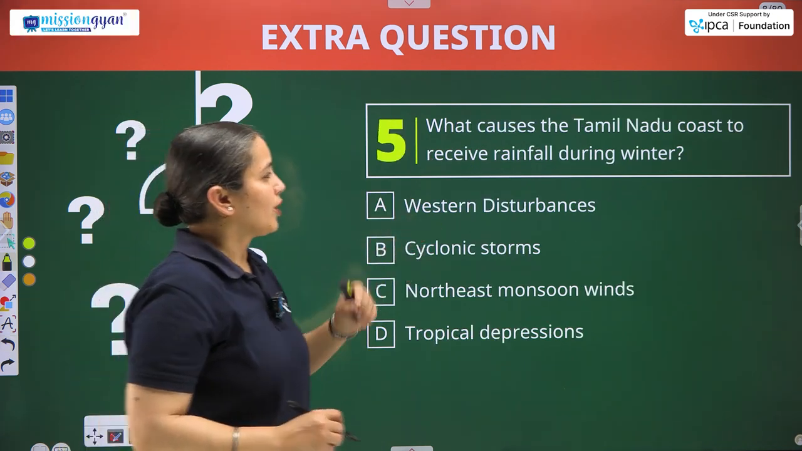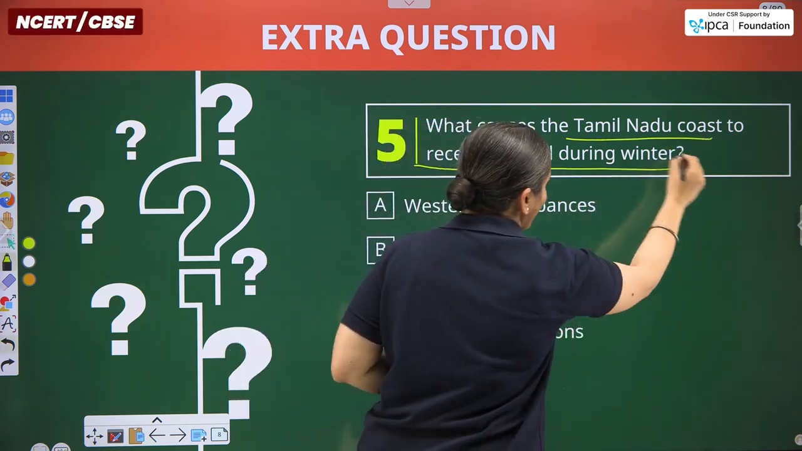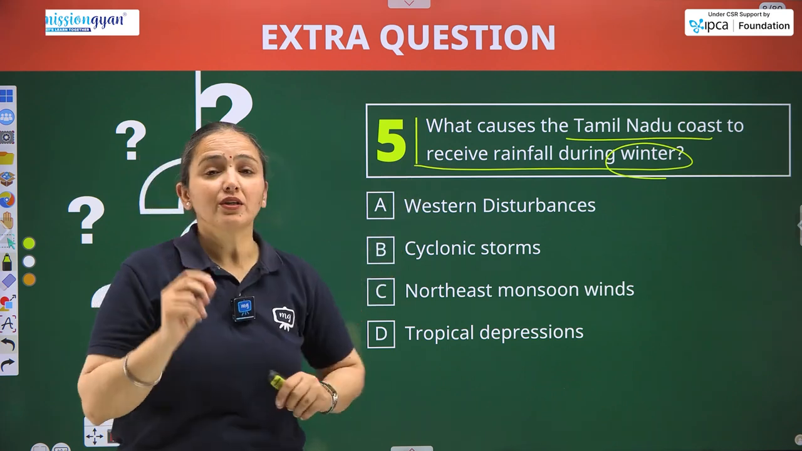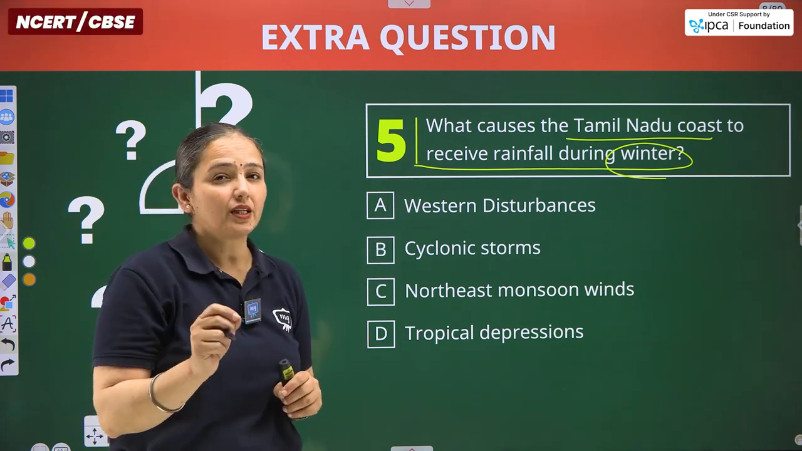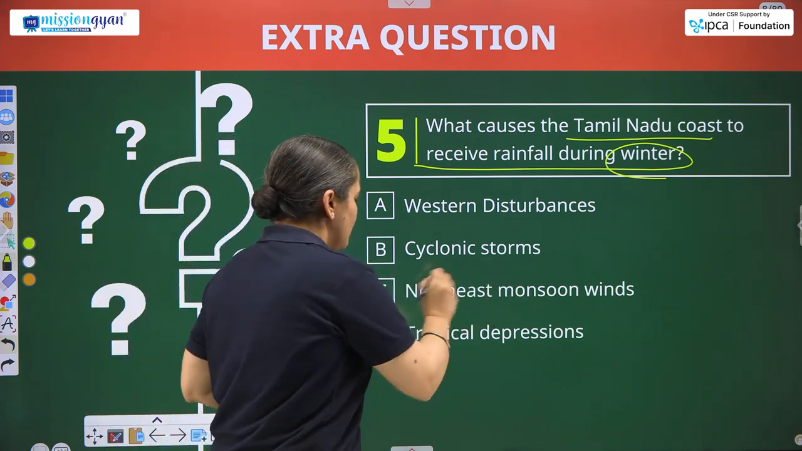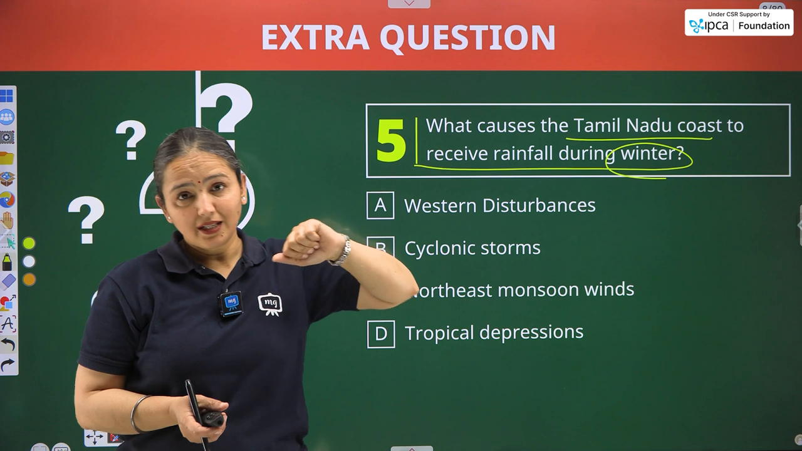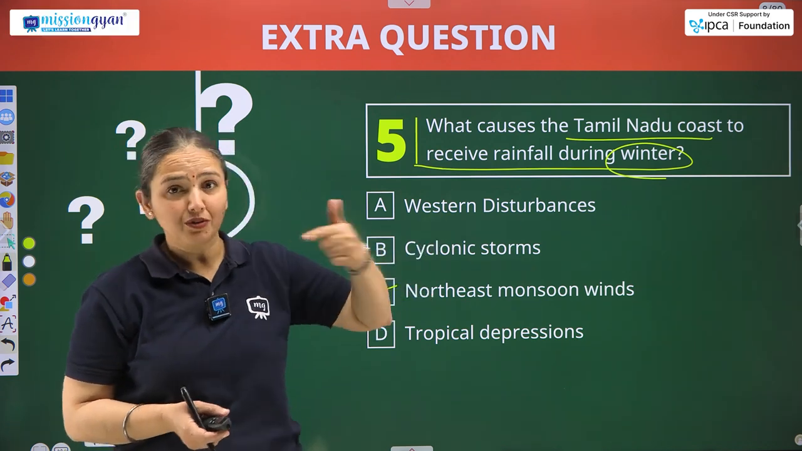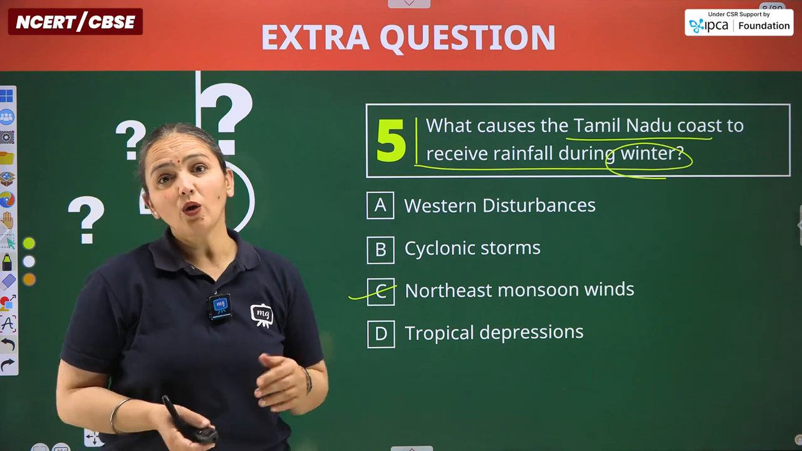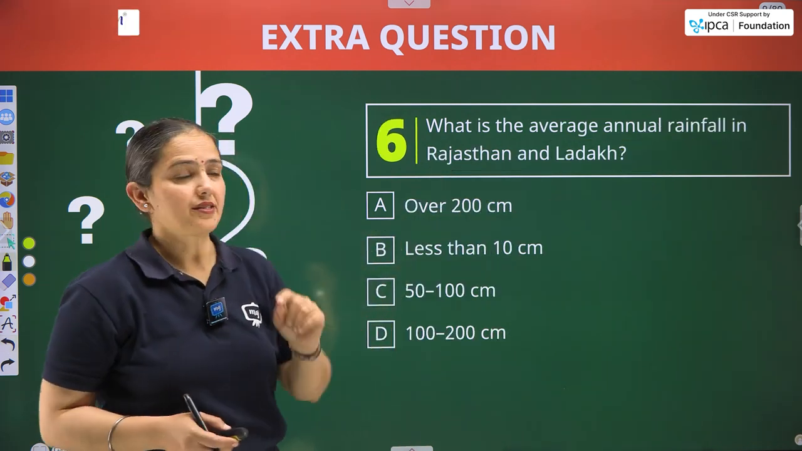Next question, what causes the Tamil Nadu coast to receive rainfall during winter season particularly? So this particular winter rainfall is received with the help of northeast monsoon winds. So here is the answer, because these northeast monsoon winds are originating from the Himalayas part in the reversal manner of the southwest monsoon winds. As they move over Bay of Bengal, they absorb moisture and give rainfall in Tamil Nadu during the winter season.